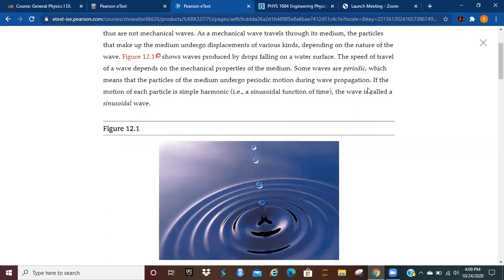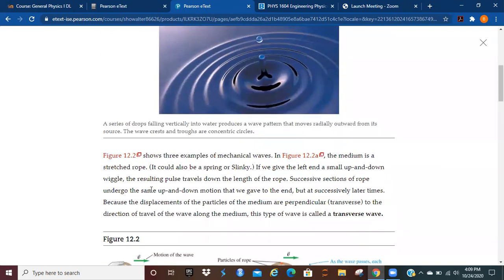Some waves are considered to be periodic, which means that the particles of the medium undergo periodic motion during wave propagation. If the motion of each particle is simple harmonic, it is the same thing as saying it's a sinusoidal function of time, and it's also called a sinusoidal wave.